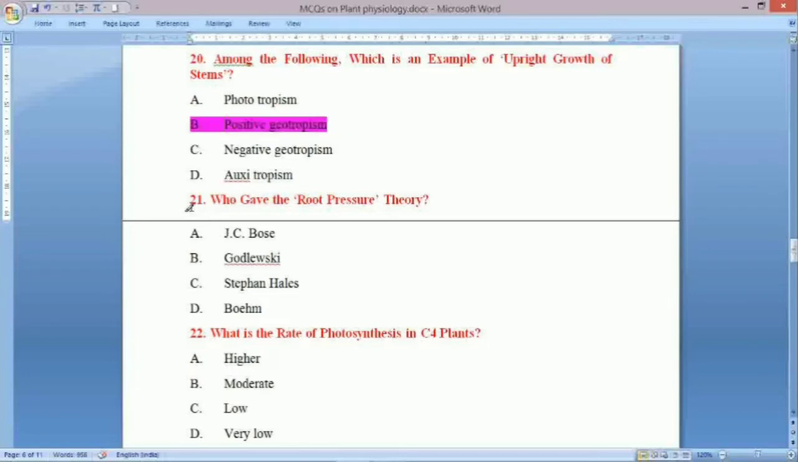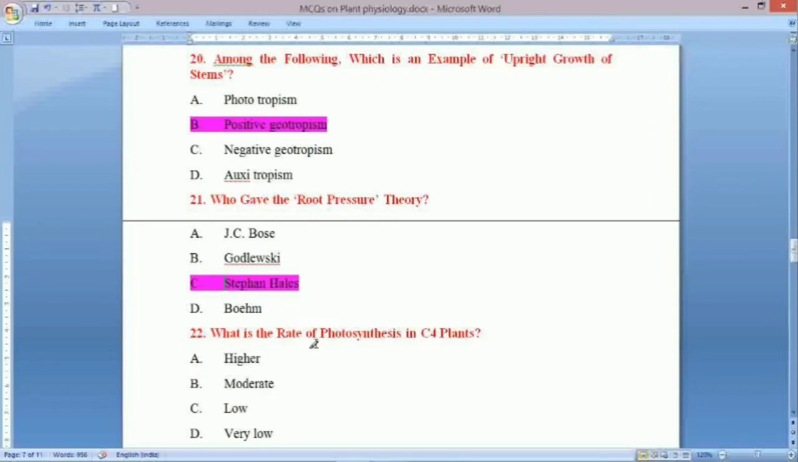Next question, question number 21. Who gave the root pressure theory? Option A, J.C. Bose, B, Goldsky, C, Stephen Hales, and D, Boehm. And here the right answer is option C, Stephen Hales.